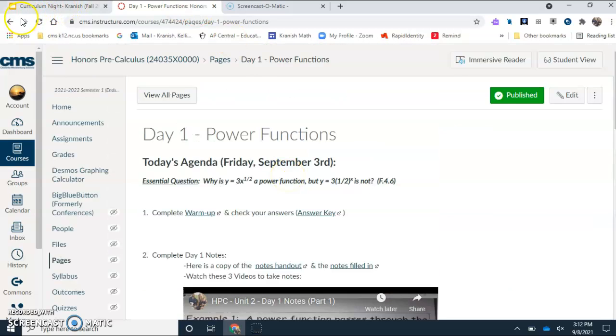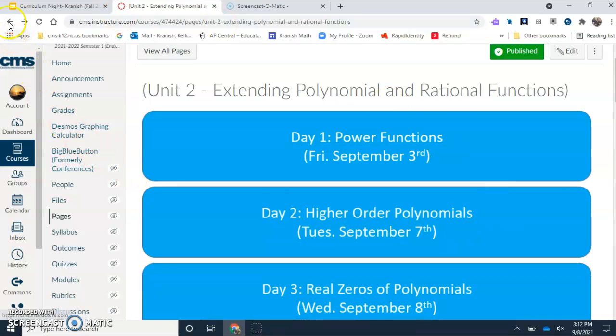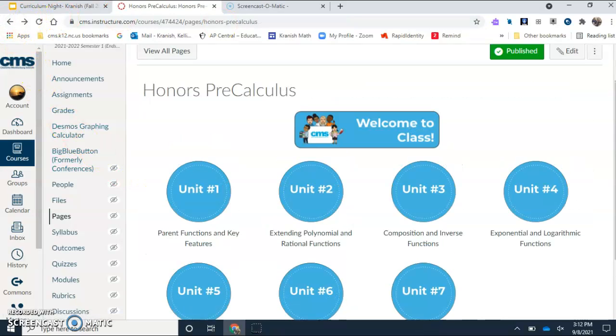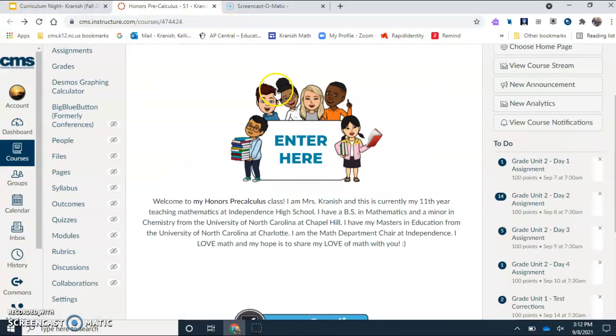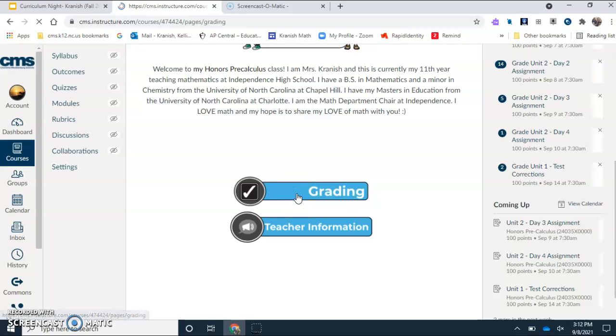So make sure that they're not just copying down the answers. Same thing with the notes. They have to make sure they're watching the videos. Okay, I know with me not being there, it can be tempting to do that, but they need to make sure they're doing that. So I'm going to look at the grading real quick for pre-cal, and then we'll move on to calculus.